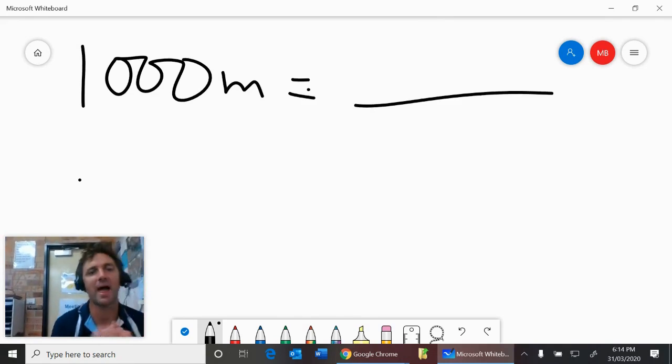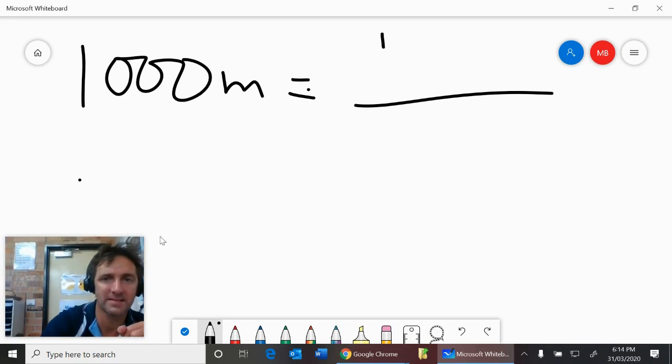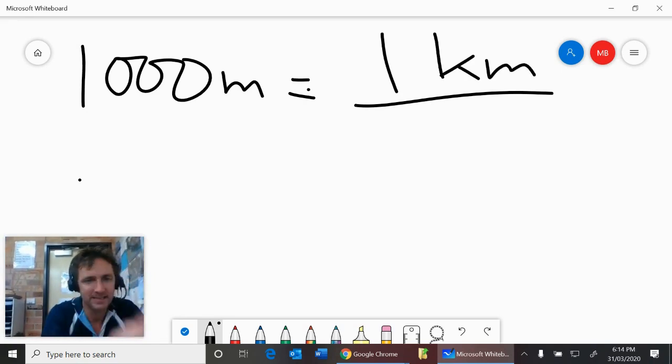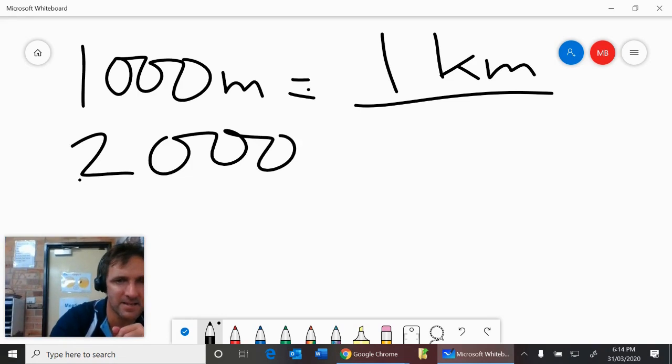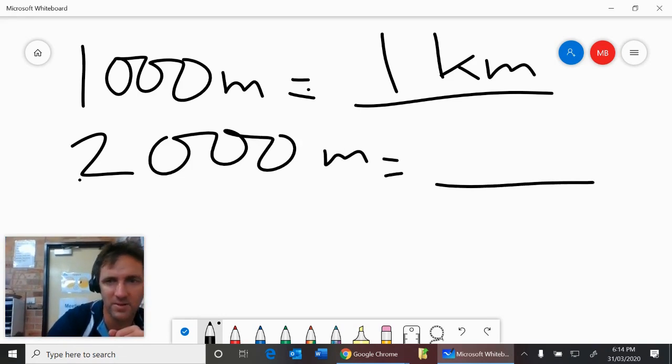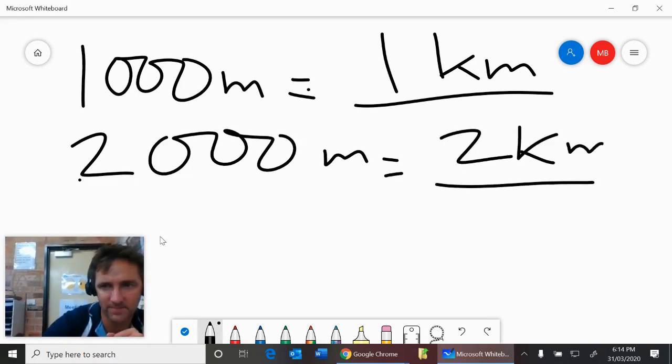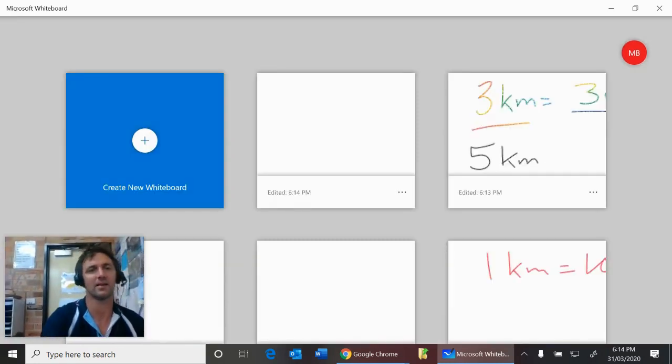What are you going to put down for that? I hope you know that 1,000 metres equals 1 kilometre. You can see that it's reversed. It's starting off with the metres, then it's going to the kilometres. So, for example, it would be 2,000 metres equals 2 kilometres.